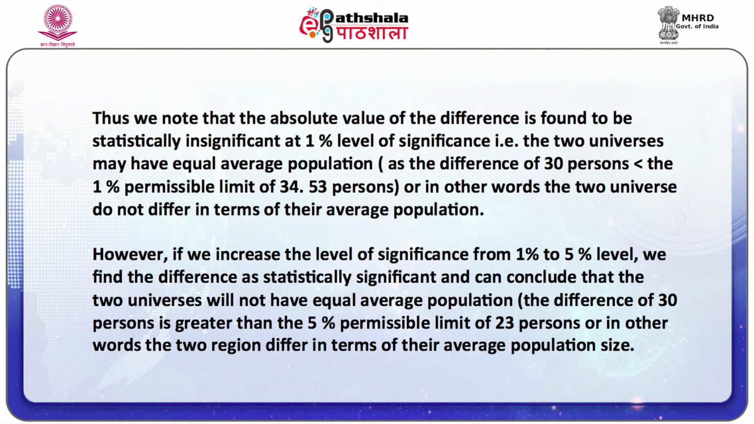However, if we increase the level of significance from 1% to 5% level, we can conclude that the two universes will not have equal average population, because the difference of 30 is greater than the 5% permissible limit, which is 23 only, or in other words, the two regions differ in terms of their average population size.